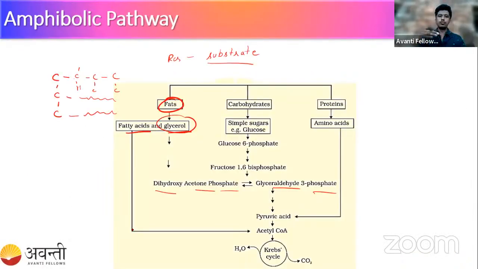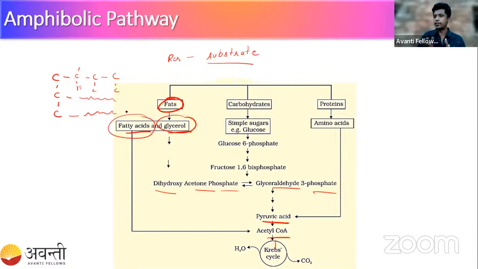Okay, fats, when broken down, give rise to fatty acids and glycerol. The glycerol that we have is converted into dihydroxyacetone phosphate, which is in turn converted into glyceraldehyde 3-phosphate, eventually to give rise to pyruvic acid. And you know what happens once we get the pyruvic acid? It gives rise to acetyl-CoA. It enters into the Krebs cycle, and then it goes into the electron transport chain, and that leads to the production of ATP. Correct? Now, the next part is what happens to the fate of the fatty acid.